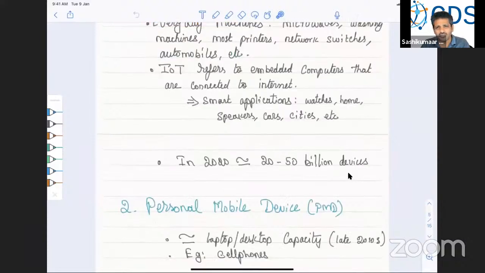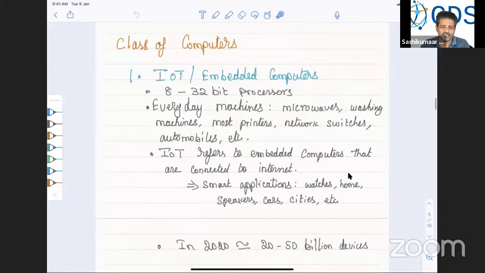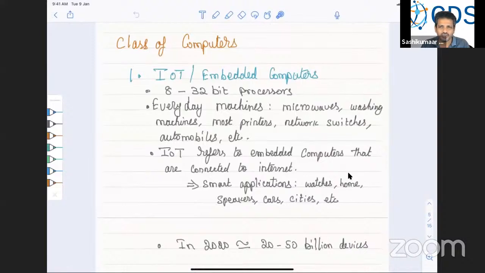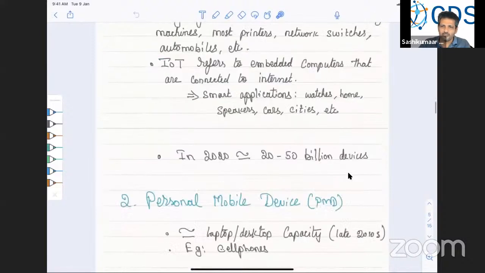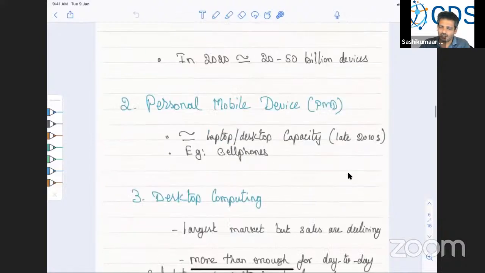So this also has a big market. It was estimated that in 2020 around 20 to 50 billion devices would be in use. If this is the case, you can see the importance of embedded computers. But of course, when we talk about computational scientific computing, we don't talk about embedded computing, because that is not the focus. We are talking about solving something.